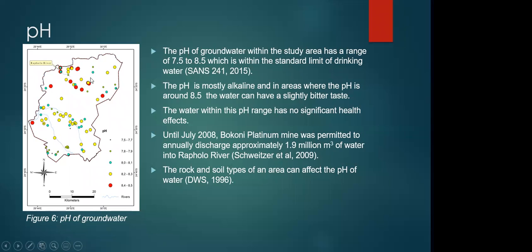This mine was allowed to discharge approximately 1.9 million cubic meters of water into the Rapulu River. I think the water which was released from the mine has affected the pH in this area, so that's why we see that most of the pH in this area is around 8.4 to 8.5. The pH of the groundwater in the study area will not cause any major health effects.